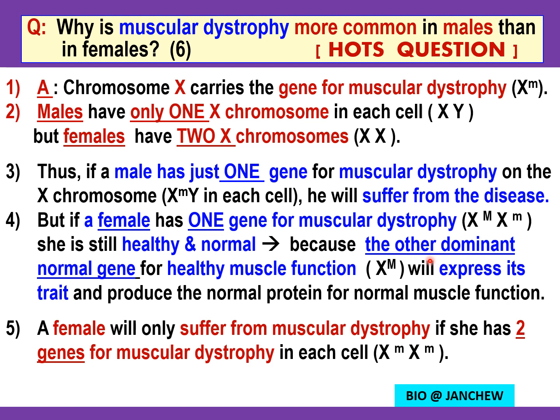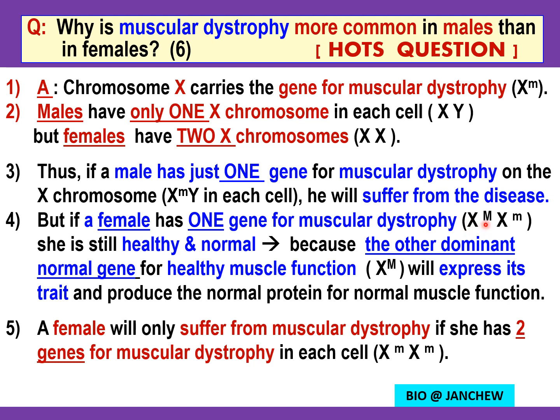Let's read from here. Because the other dominant normal gene for healthy muscle function, X big M, will express its trait, meaning it will manifest or show its characteristic, and that means it will be able to produce the normal protein for normal muscle function. So it will help the individual to produce the normal protein, and there will not be much problem. And it's a dominant gene. Dominant means a stronger gene. Recessive means weak gene. So X small m is the recessive gene. The gene for muscular dystrophy is recessive or weaker. So it's the dominant gene that will be able to express its characteristic.